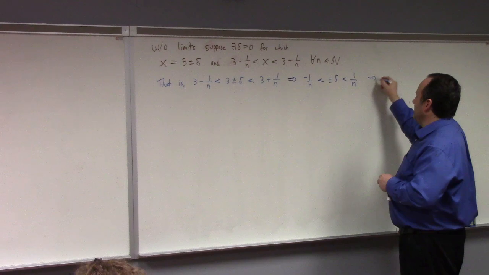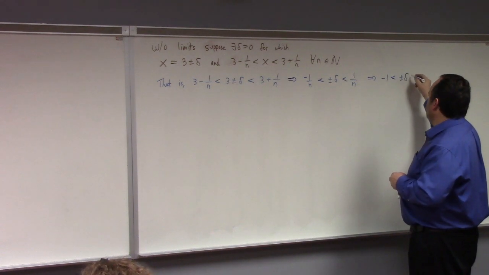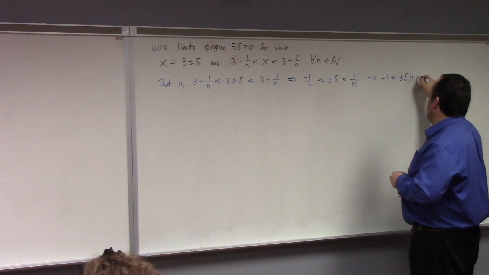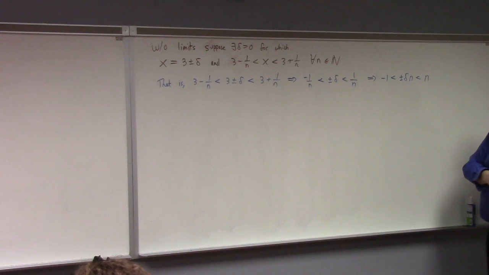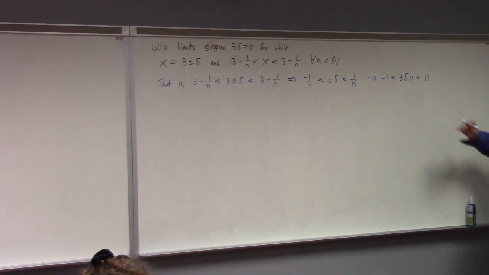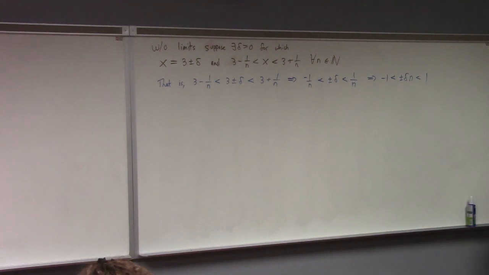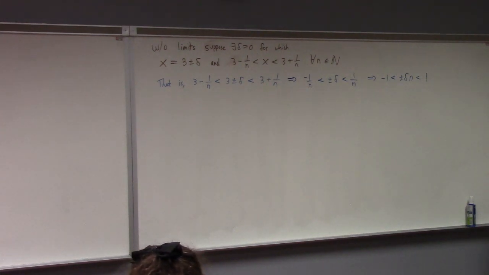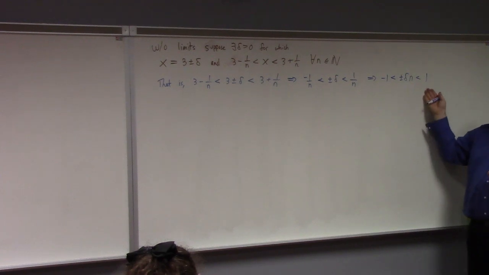Which then implies that minus 1 is less than plus or minus delta times n is less than n if I multiply that by n. Less than 1. Oh, yeah, thank you. Very good. If I could just write what I think rather than what I write. Anyway, so this is impossible, right?